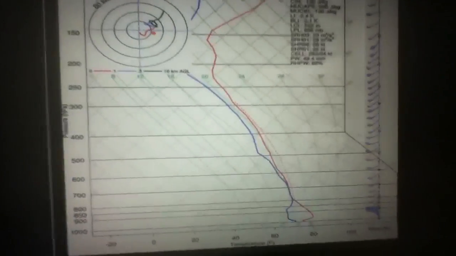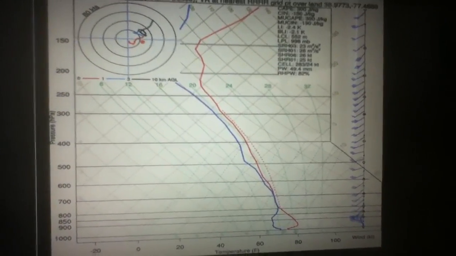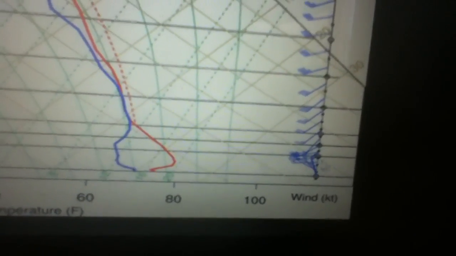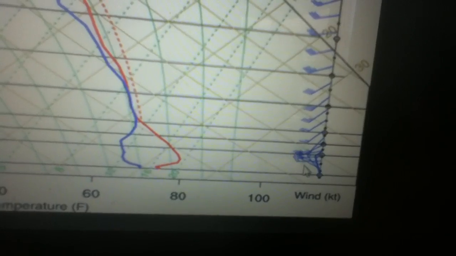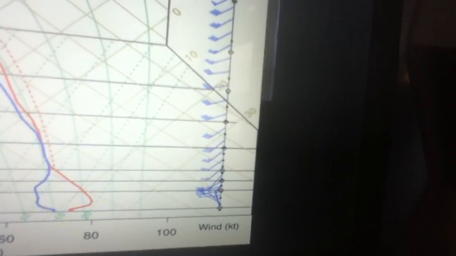Here's an example. This is the Dulles Airport near Washington, D.C. At the lower levels, wind is going from west to east, and the upper levels, they're going pretty much the same, so there's not much wind shear in this particular example.